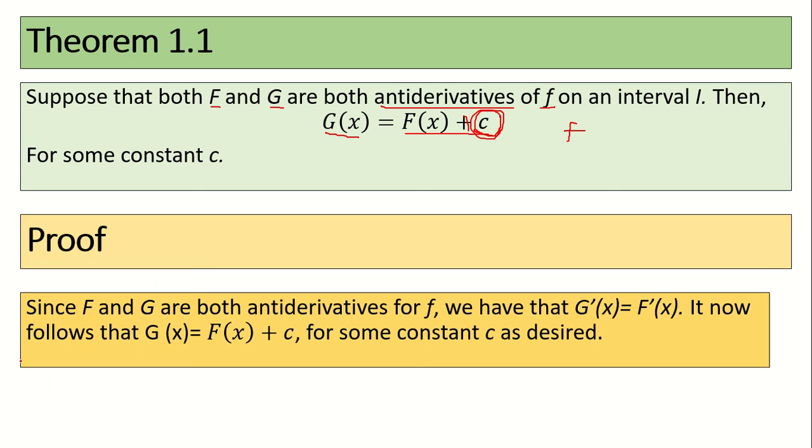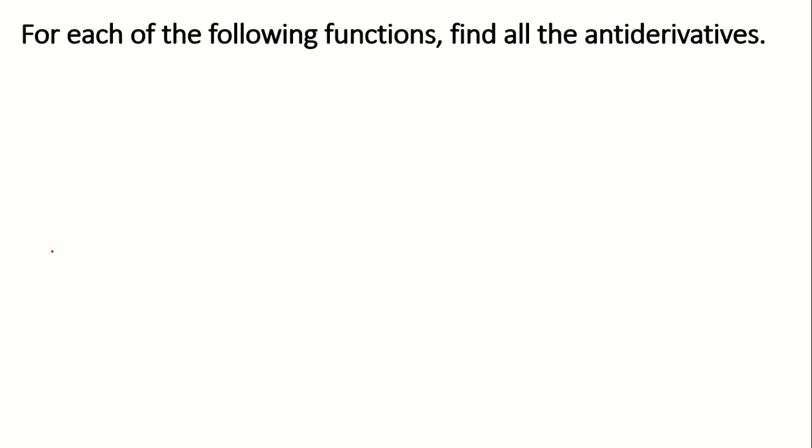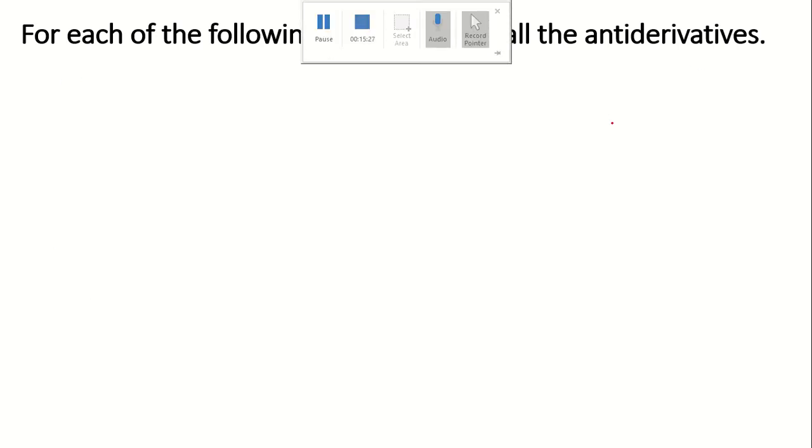Proof. Since capital F and capital G are both antiderivatives of small f, we have that G prime of x is equal to F prime of x. Kapag kinuha natin yung derivative ng capital G of x at capital F of x, they will be equal to each other. It now follows that G of x is equal to capital F of x plus c for some constant c, as desired.